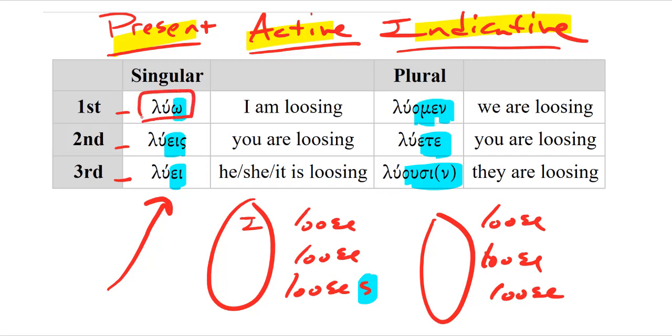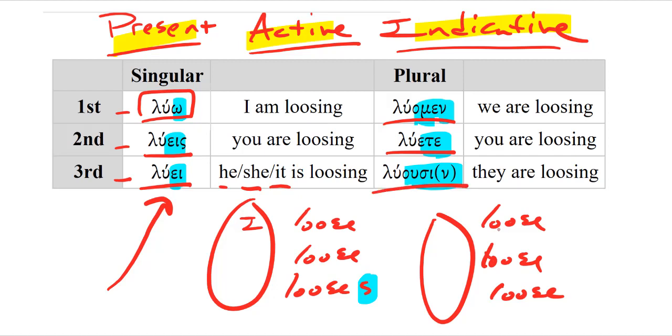Luo, that word by itself means I am loosing. Lues, you are loosing. Lue, he is loosing, or she is loosing, or it is loosing. Luamen, we are loosing. Lueta, you plural, y'all are loosing. You guys are loosing. Luusen, they are loosing.